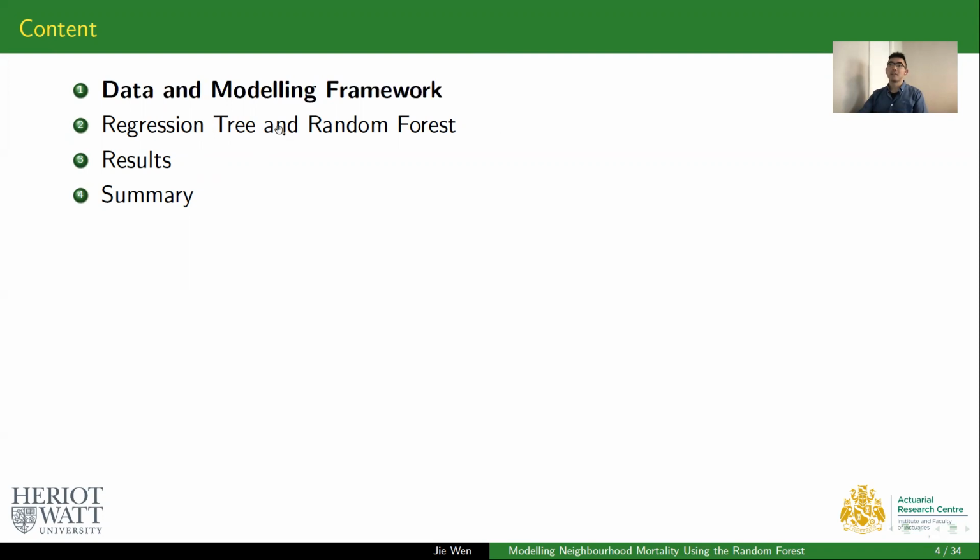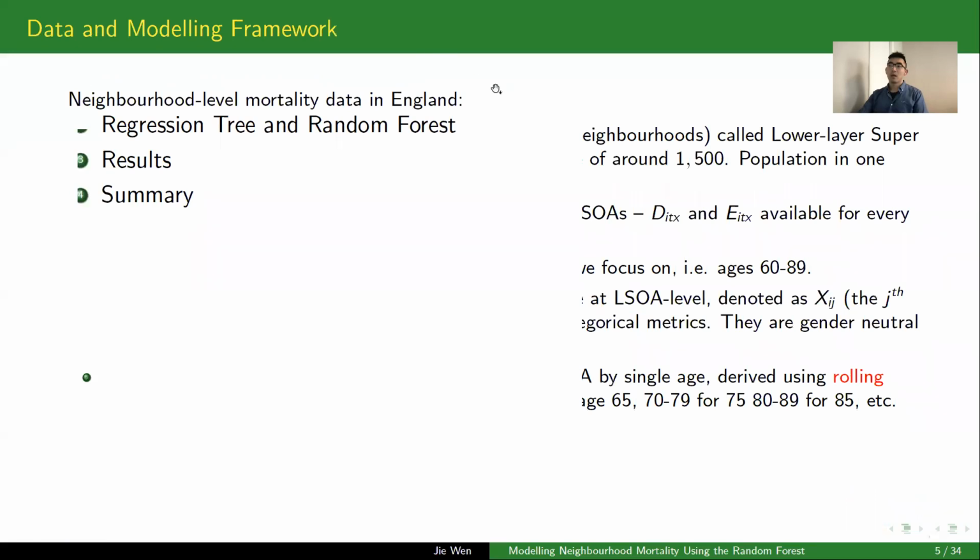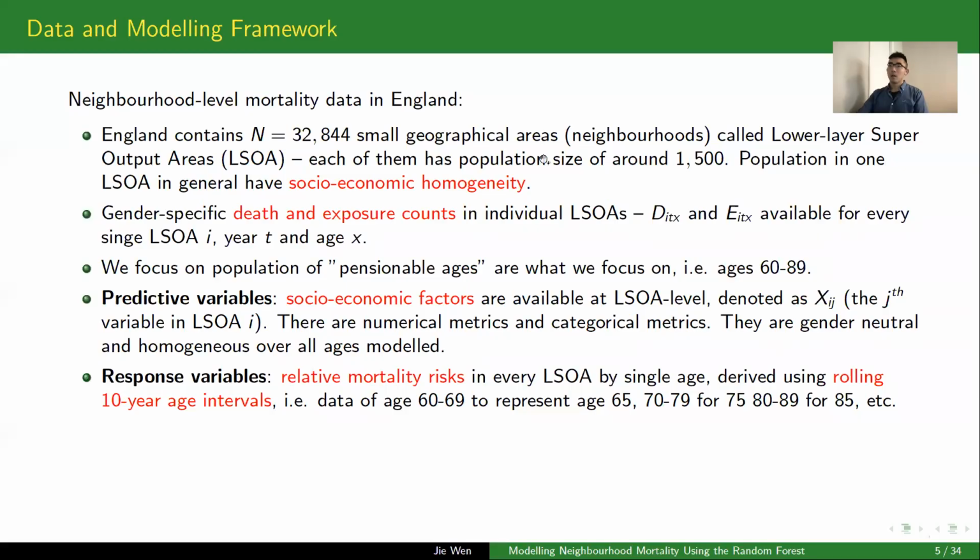Okay, now let's start from the data and the modeling framework. The data we use is the neighborhood level mortality data in England. The background is that England contains around 33,000 small geographical areas, called lower layer super output areas, LSOAs in short. Each of the LSOAs has a population size of around 1,500. The population in one LSOA should in general have socioeconomic homogeneity, because this is one of the split criteria used when the LSOAs are created within England.